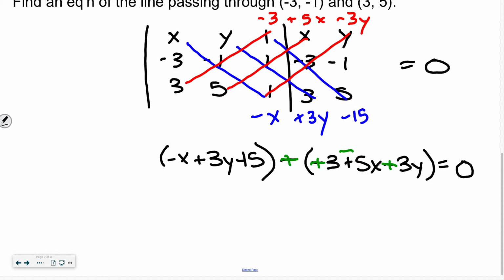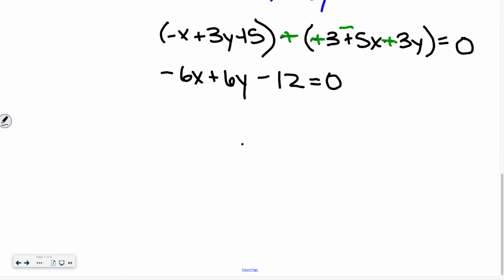And then I can combine like terms. So a negative 15 plus 3 is negative 12. Negative x minus 5x is negative 6x. And 3y plus 3y is 6y. And it equals 0. That's an equation of a line. Could leave it like that. If you wanted it to look like standard form, you could add 12 to the other side. That's an equation of a line.